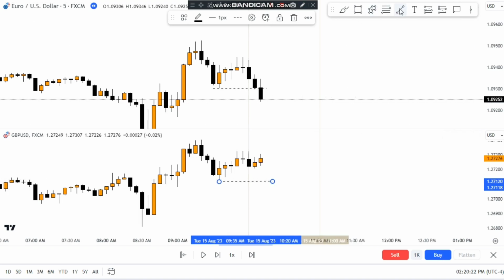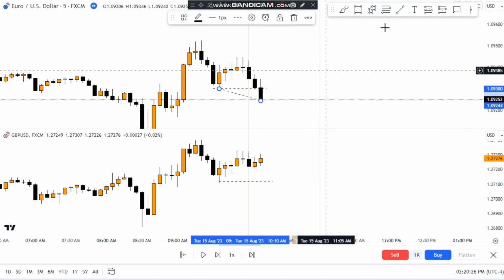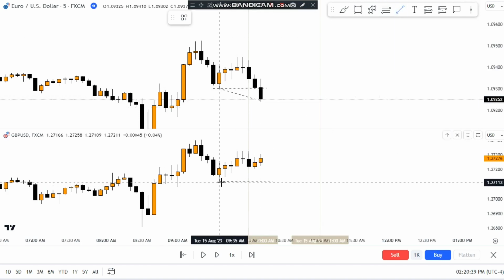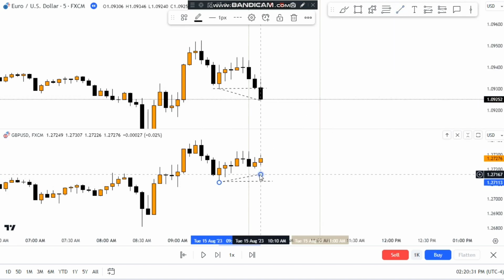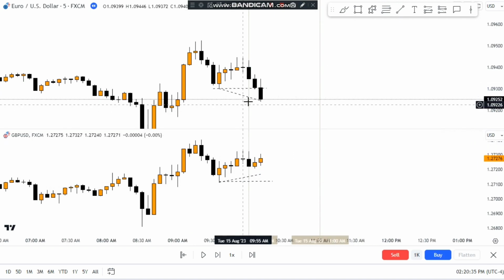So there was a clear SMT divergence. See, it swept this low and the GBP didn't. So there was a clear SMT divergence. So this is our first step. We look at these divergences.